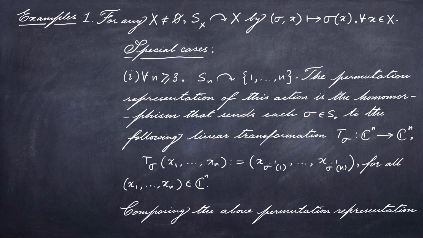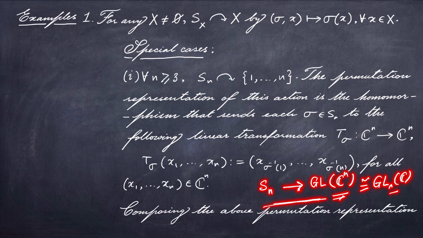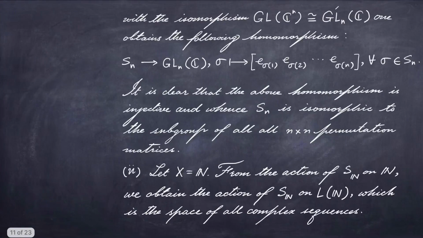And so this is a map from Sn to the GL of Cn. Now remember that GL of Cn and GL n C are isomorphic. So if we compose this permutation representation with this isomorphism, we obtain the following homomorphism from Sn to GL n C that sends each sigma to this matrix.